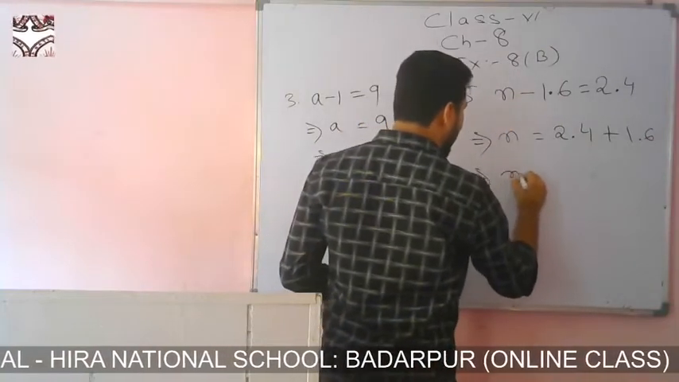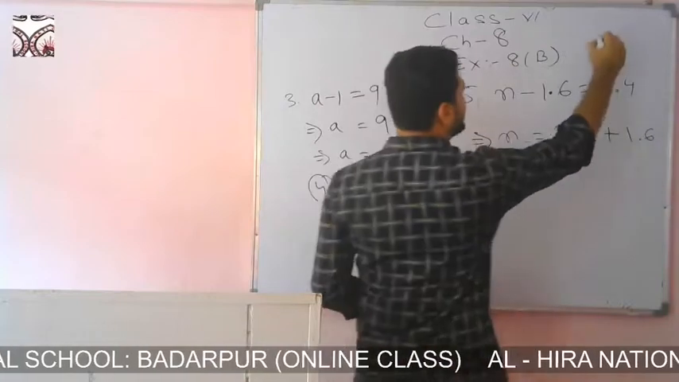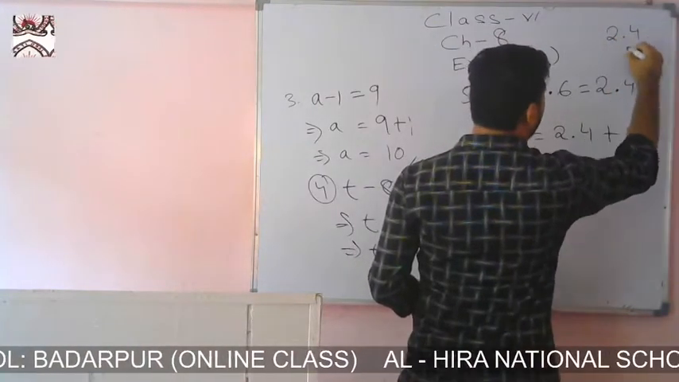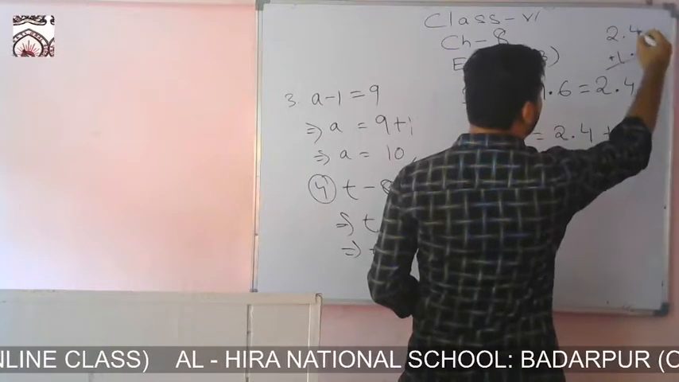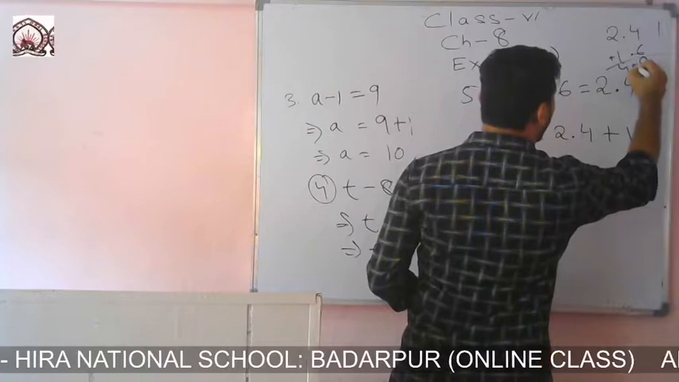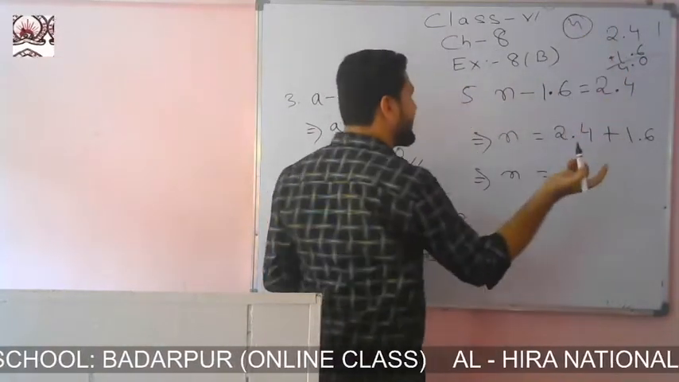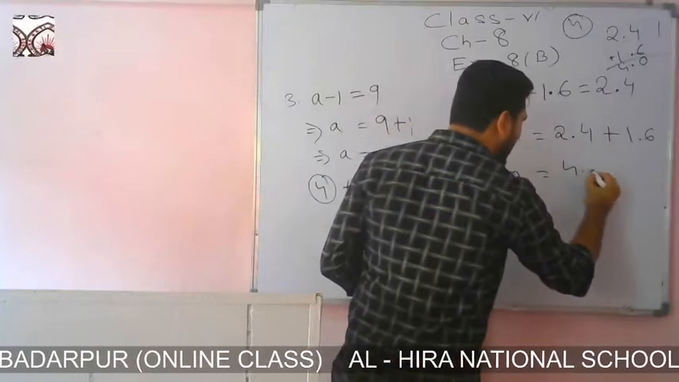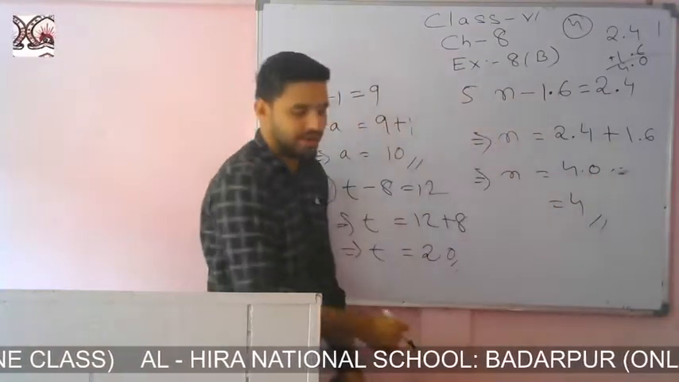Now you see n equals what? If I add 2.4 and 1.6, I get 6 plus 4, 10, write 0 and carry 1, 2 plus 1, 3, carry 1, 4. So 4.0. 4.0 and 4 are the same, so I can write directly 4.0 or I can write 4. Any one you can write, no problem.